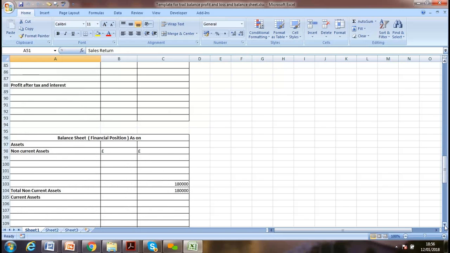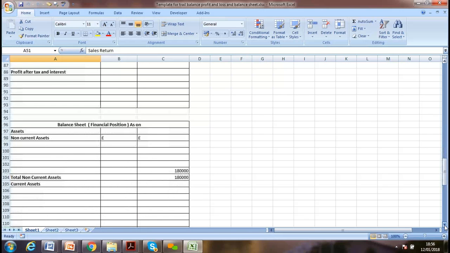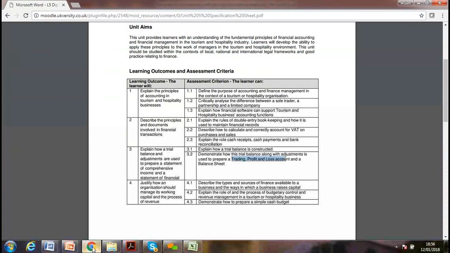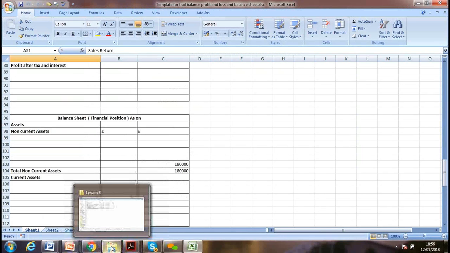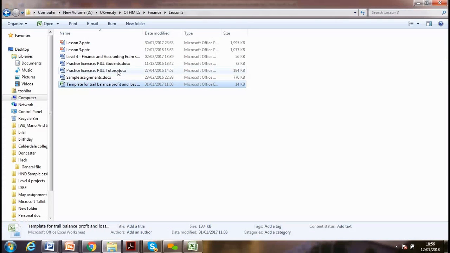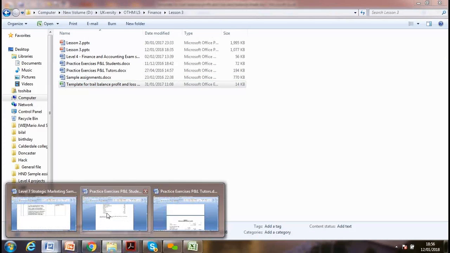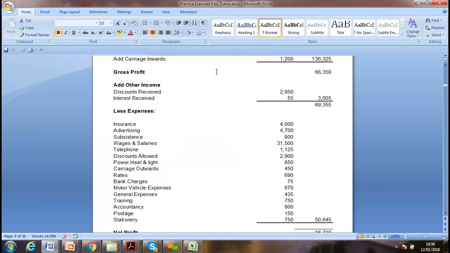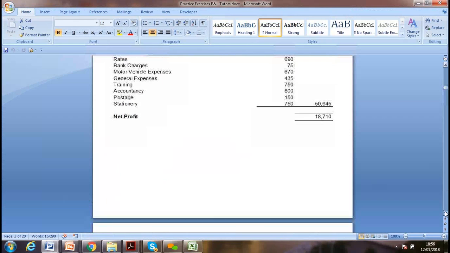So please, if you don't get me, ask me. Then we are looking at the balance sheet. The balance sheet is where we show our assets, liabilities and capital. Now within the question which I showed you, we did the profit and loss account; now we can do the balance sheet as well.